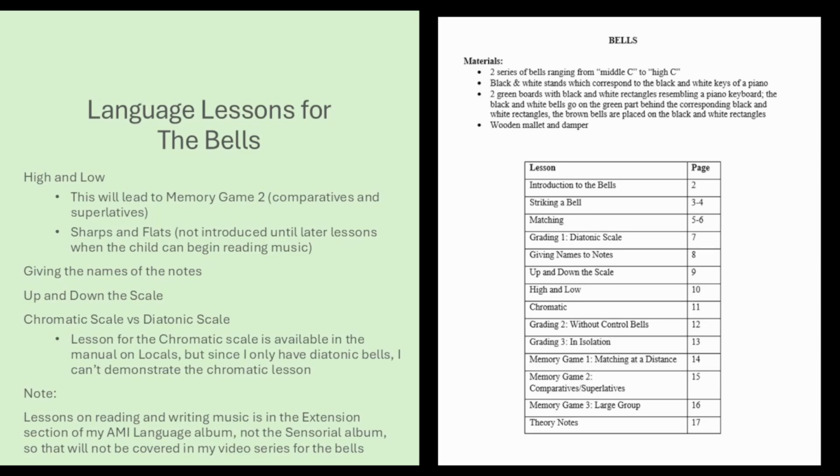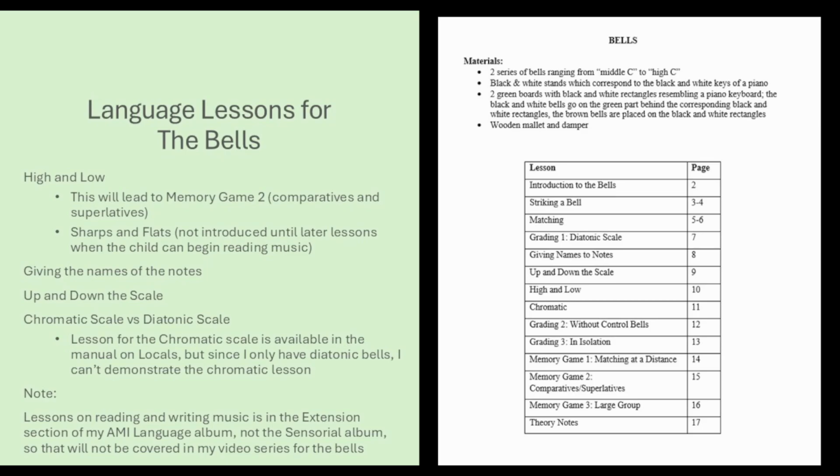Now let's talk about language lessons for the bells because I'm not going to go through these as a demonstration. We're just going to talk through these and I'll let you use the manual to work through the lessons specifically. Some of the language we've already discussed for the bells. We've discussed high and low, so we're going to have a 3-period lesson on that. And then, of course, like I said before, this will lead to memory game 2, which is comparatives and superlatives. It will also lead into the language for sharps and flats. And again, we don't introduce this until later lessons when the child can begin reading music.